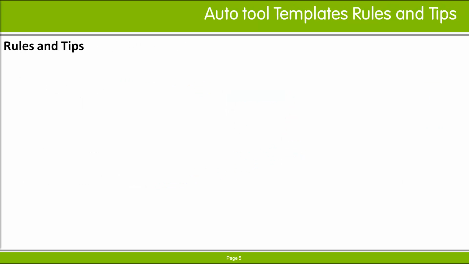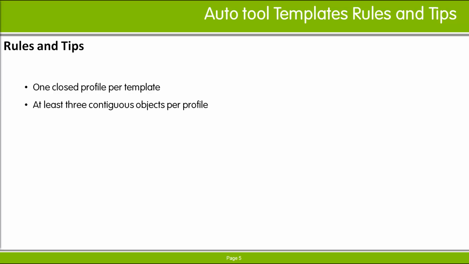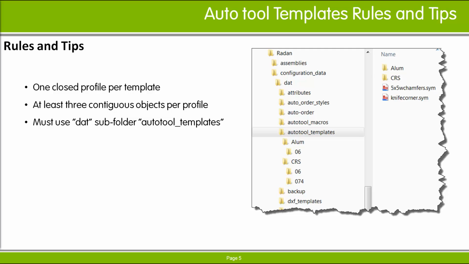There are some rules and restrictions regarding Autotool templates. For instance, only one closed profile can be selected per template, and there must be at least three contiguous lines or arcs within the selected profile geometry. There is a default subfolder of the DAT folder called Autotool Templates that must be used as the root folder for the template storage location. However, subfolders underneath that folder can be used as well.